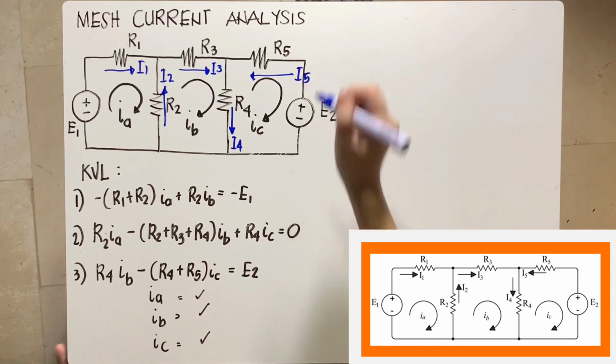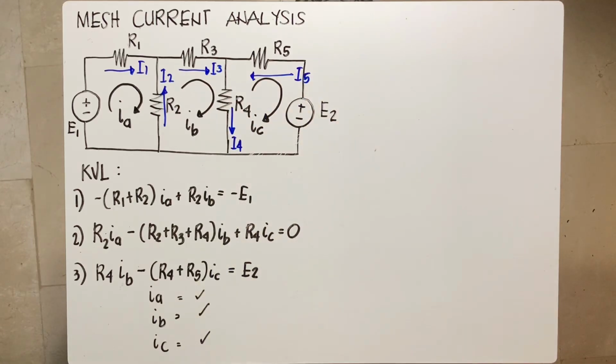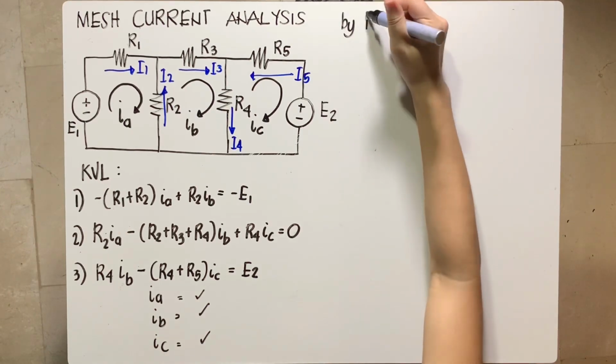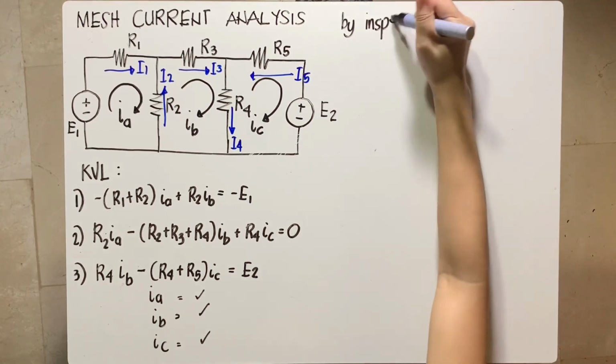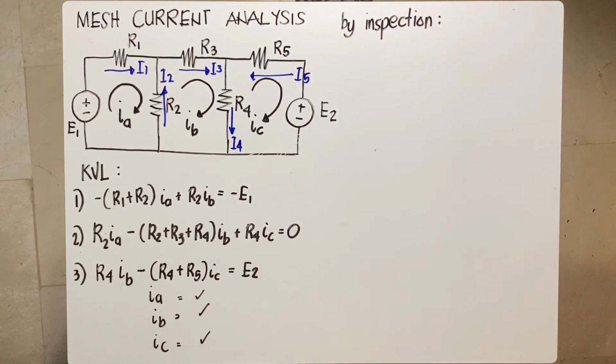Okay. Next. After mo ma-assume yung directions ng branch currents, anong sunod natin gagawin? Ang sunod natin gagawin ay mag-inspect. So, by inspection, what do we mean by inspection? Kasi po, meron ka ng values for IA, IB, and IC.